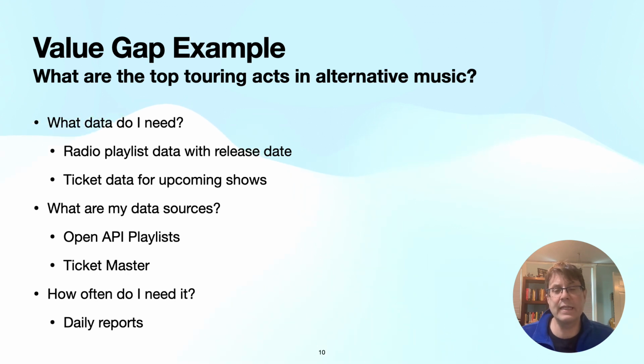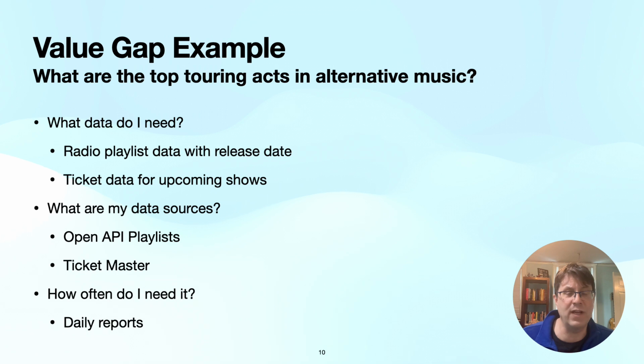And I guess that gets to my next topic. My follow-on will be a value gap example. What I really want to do is show how we can build these things using real tools. I picked an interesting question: what are the top touring acts in alternative music? You could potentially even monetize this. I'm not doing it to monetize it, but because I like music.